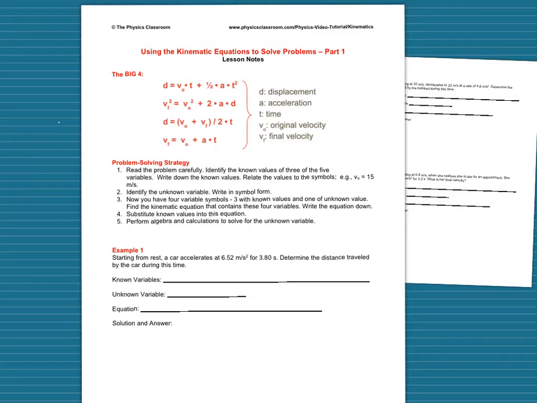Now, these are going to be word problems, but the units tell us what it is. If it's in meters, that's the displacement. If it's in meters per second, that's the velocity. If it's time, it's going to be in seconds or hours. Or if it's acceleration, it's going to be in meters per second squared. We have to know those units.